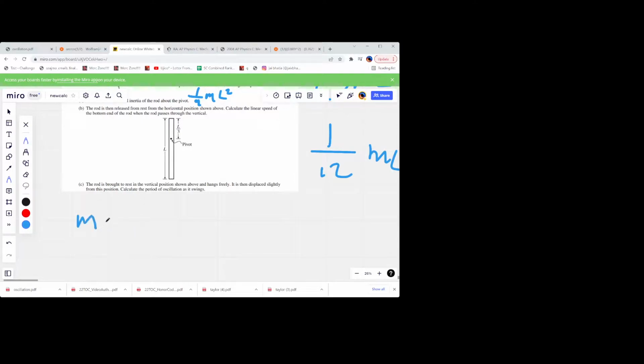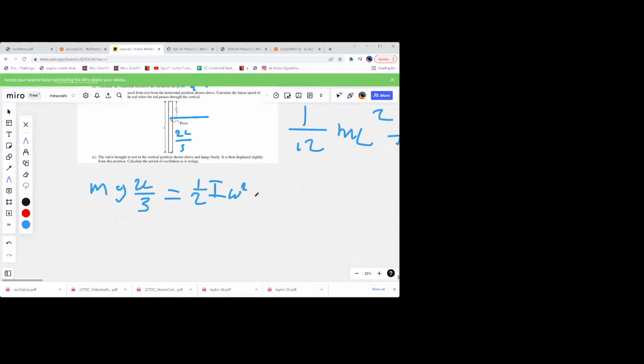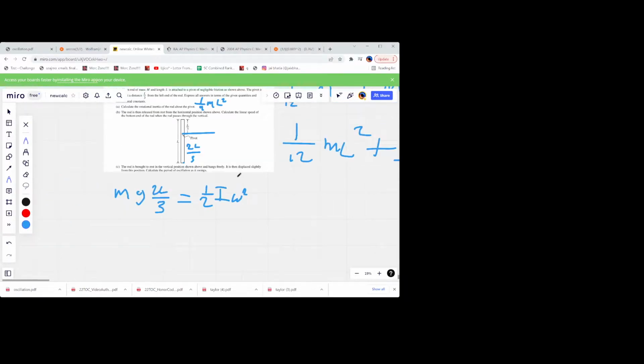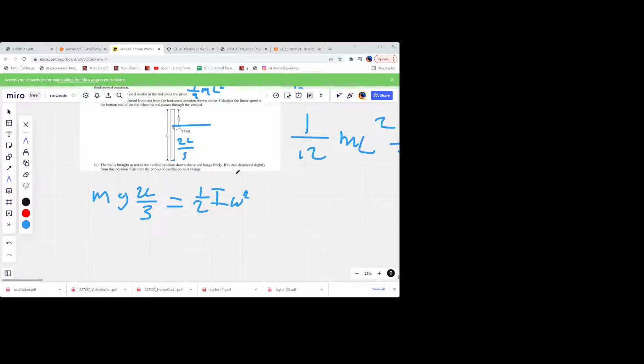Okay, so we know, of course, that M, then if you think about where the horizontal position would be, it'd be like here. Like this point has moved from here to there. This is a distance of 2L over 3. So the original gravitational potential energy is mg times 2L over 3. This is going to be equal to 1/2 I W squared. Okay. Now, W.